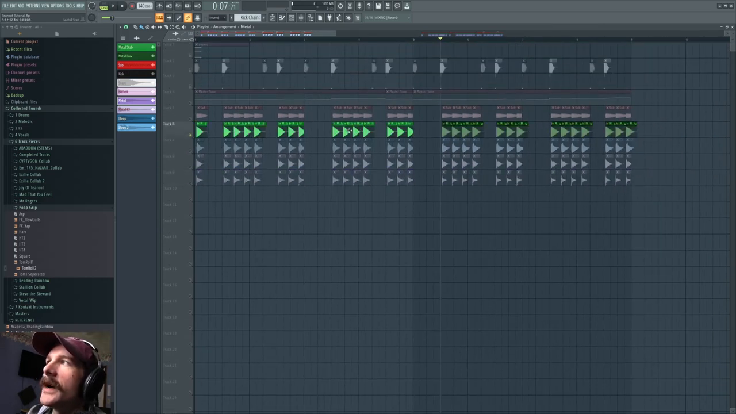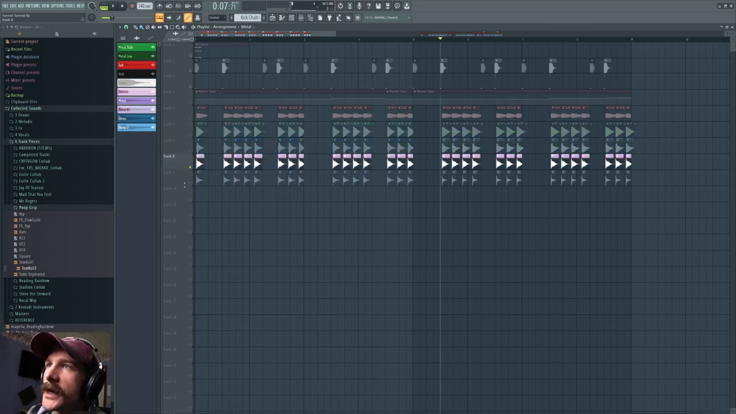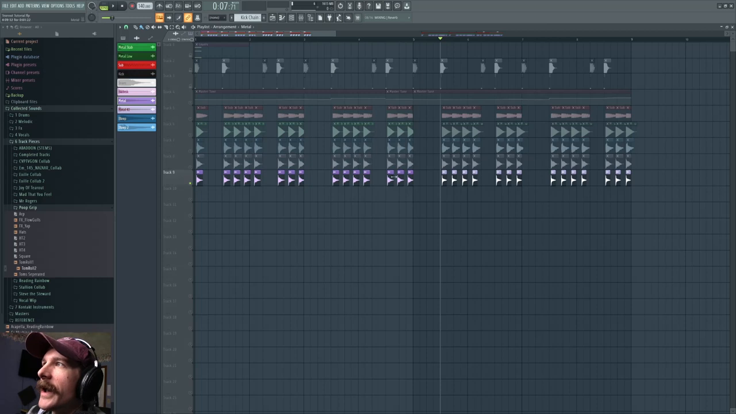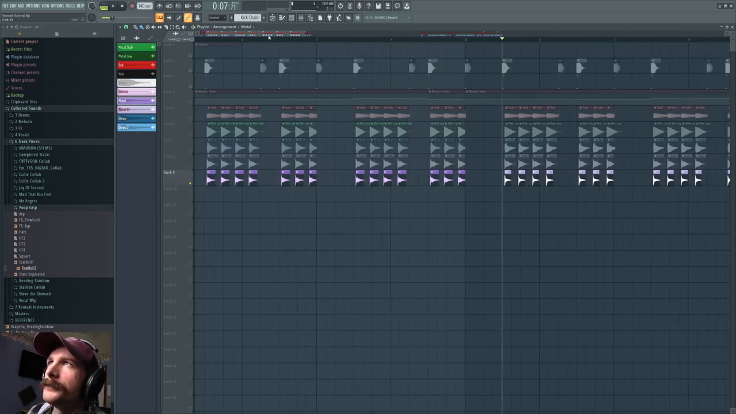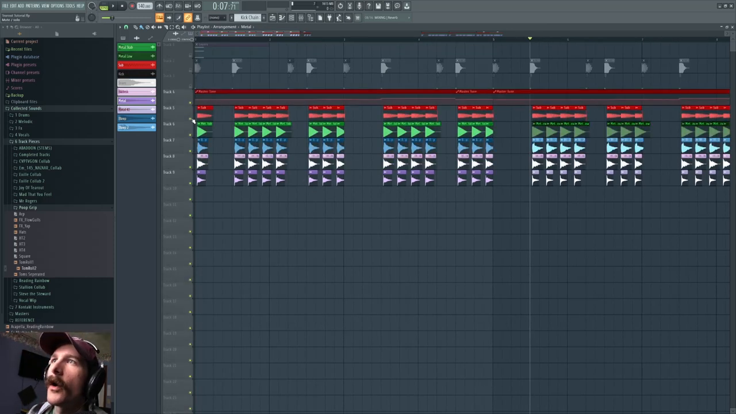This one goes from high to low, this one goes from low to high, this one doesn't change, and this one goes from high to low there. Okay, and so they are all also following this pitch envelope here.